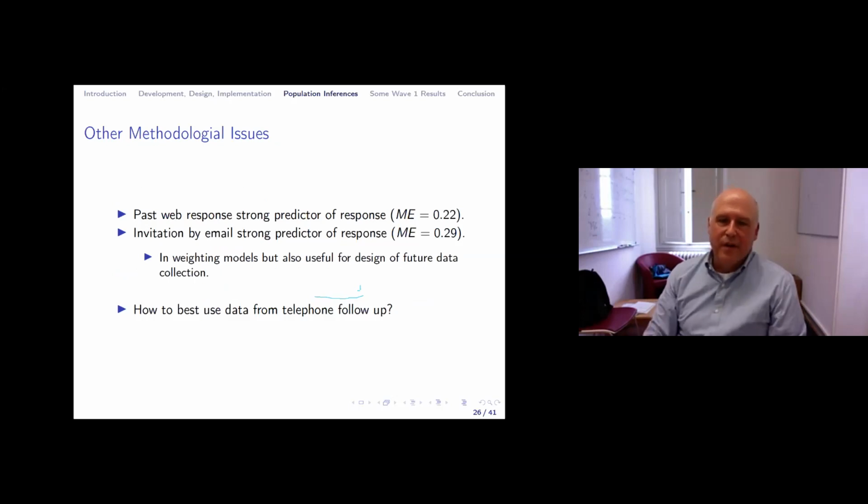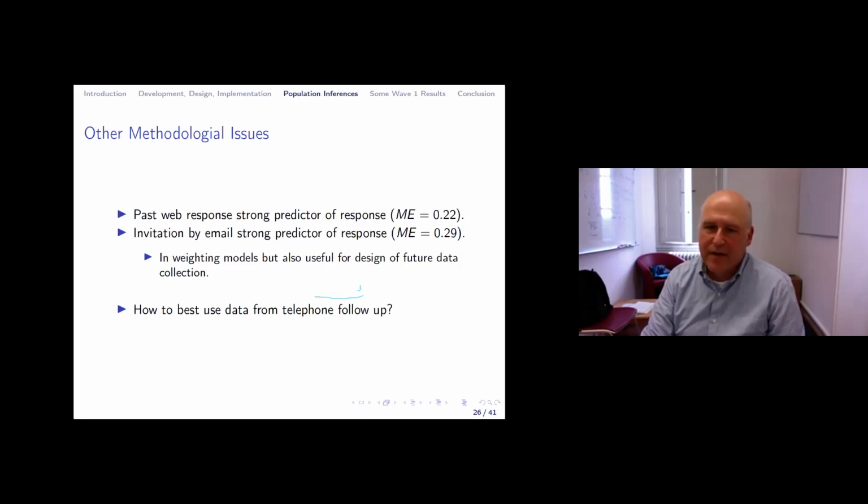Okay, so other methodological issues, let me just briefly say. One thing is that it turns out a very strong predictor of past response, with a marginal effect of 22%, is past web response. So if you've ever done the main stage in web, you're much more likely to complete a web survey for us, controlling for many other things. And the other thing is if we have an email address for you and we can invite you to the survey by email as opposed to by text message or by regular mail, you're much more likely to respond to this survey.